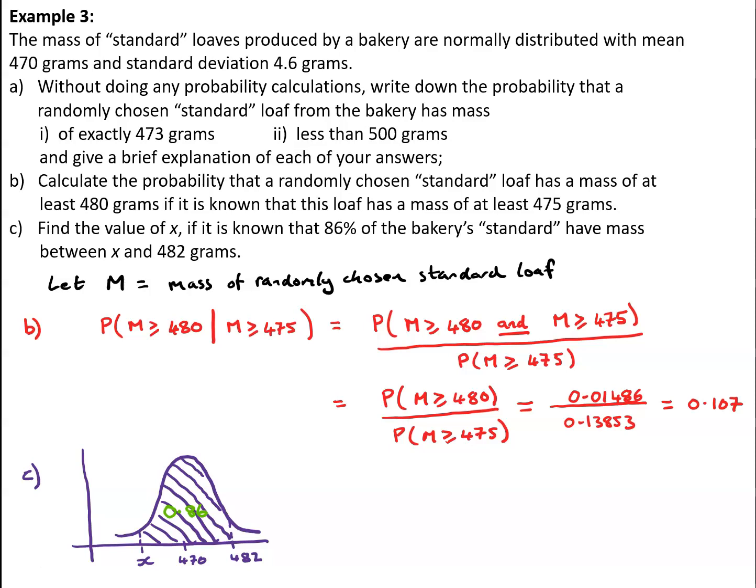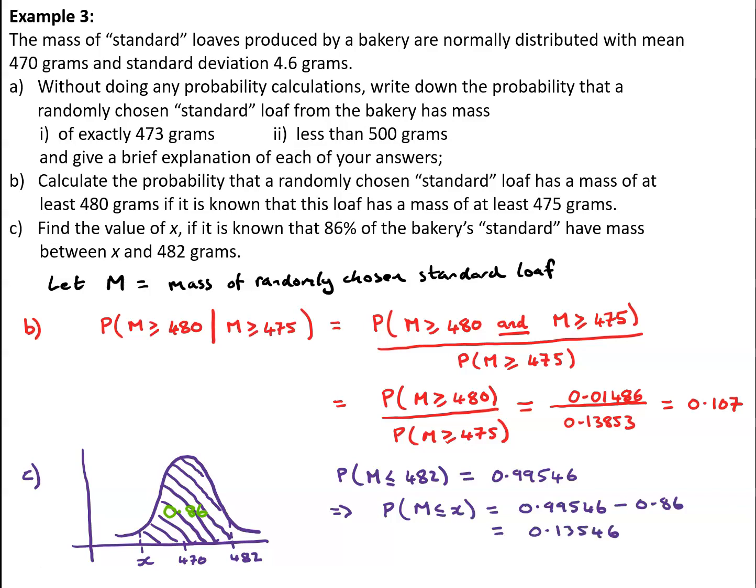Using the probability calculator for the normal distribution, I can say that the probability that m is less than or equal to 482 is 0.99546. So that means that the probability that m is less than or equal to x must be 0.99546 minus the 0.86, which is the probability that I am between x and 482. So I've got the probability that m is less than or equal to x is 0.13546.